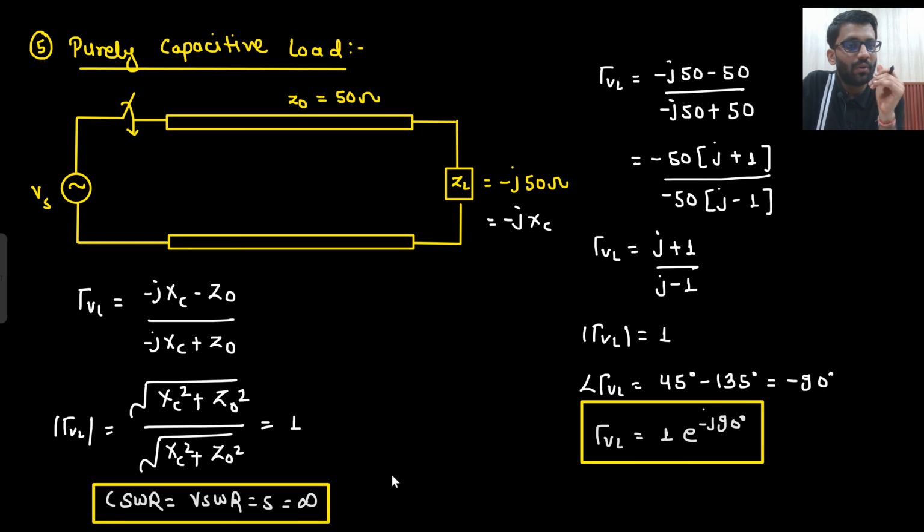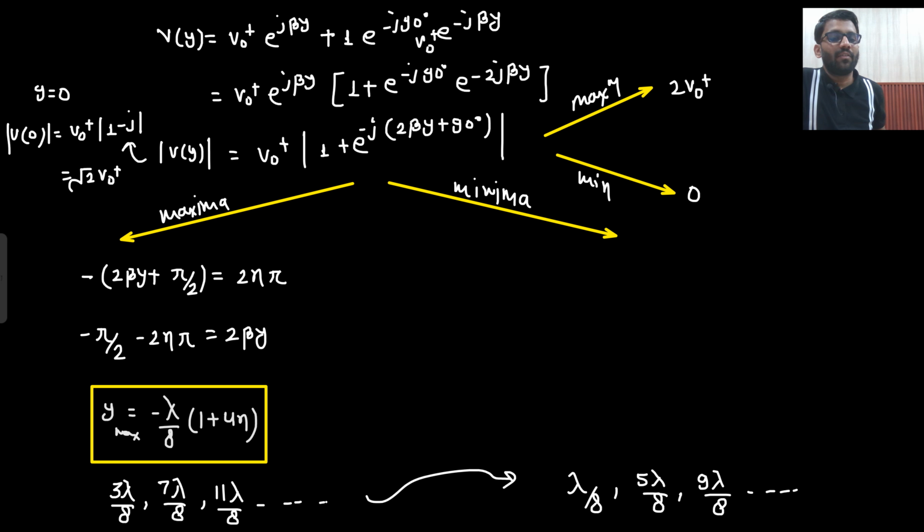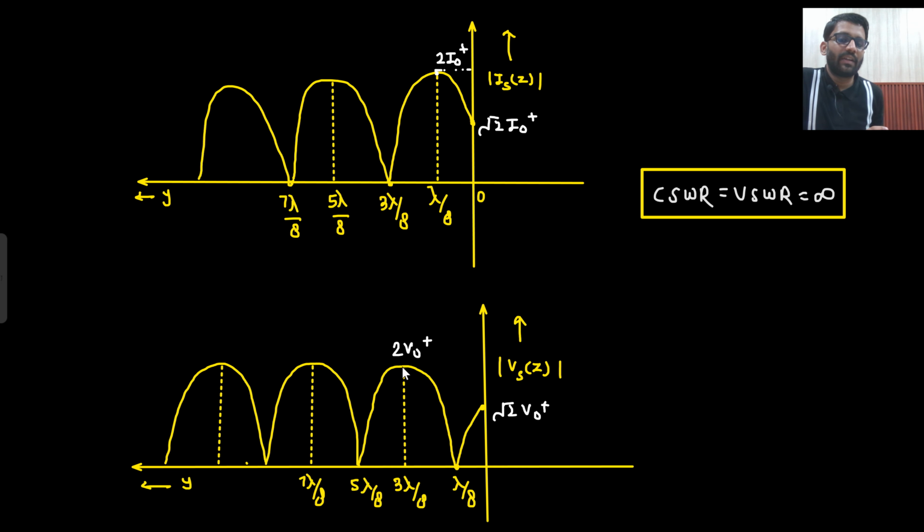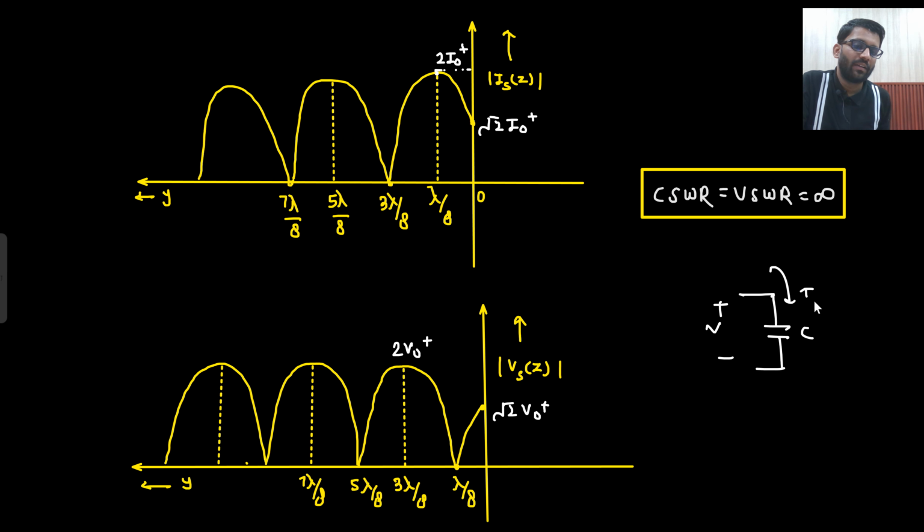So if it is a capacitive load, that means certainly at y equals to 0, I am neither having minima nor maxima. So at y equals to 0, I cannot comment on either minima or maxima. But what will occur first? Since it is capacitive, in a capacitive load, current will lead. That means current maxima will occur first, and then voltage maxima will occur. What I mean to say is that this is your capacitor, right? And this is the voltage, and if you write down the current, what will you write down?